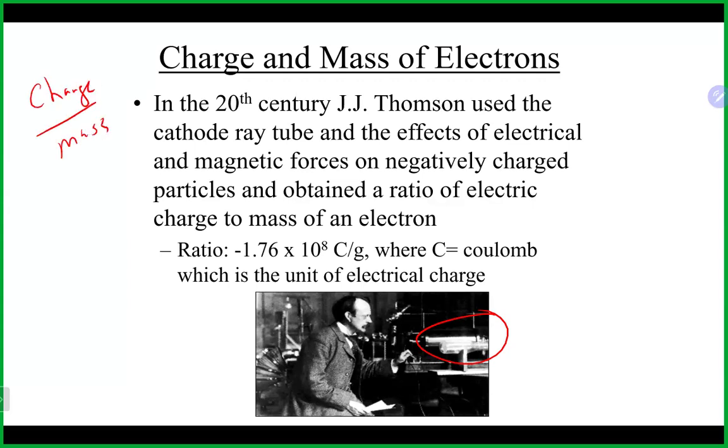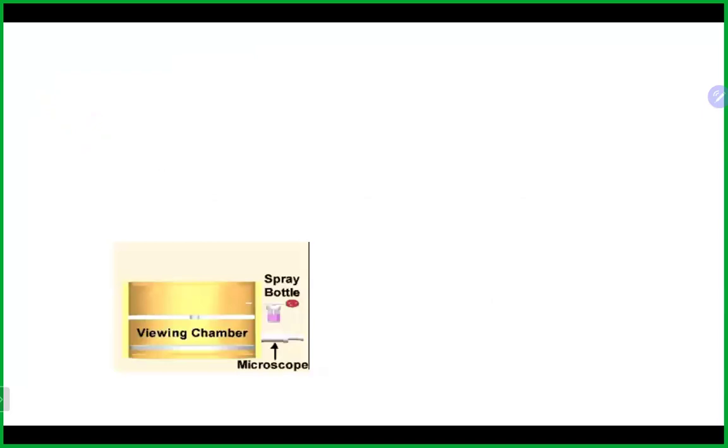So Thomson was able to figure out this charge to mass ratio of an electron, and that happens to be the number there, minus 1.76 times 10 to the 8. The big C is a coulomb. That is a unit of electrical charge per gram. So coulomb being charge and grams being mass. So this is one of the earliest and important experiments that helped us understand the charge to mass of an electron. And this was an important step in understanding about electrons.